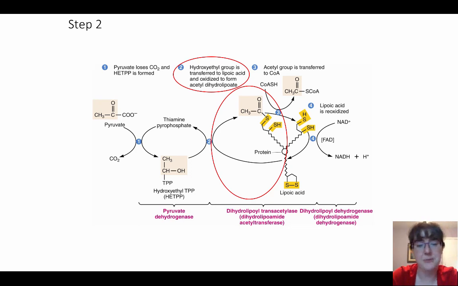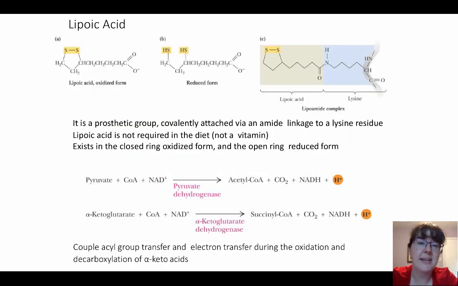Once we have our hydroxyethyl group on our thiamine pyrophosphate, we're then going to transfer it onto something else. As the hydroxyethyl group moves from thiamine pyrophosphate to lipoic acid, it's going to be oxidized. So therefore, we're going to stop talking about the hydroxyethyl group being transferred because as it's oxidized, it's then going to form an acetyl group. So then we're going to be calling this new form acetyl dihydrolipoate, which is essentially that acetyl group attached to lipoic acid. Lipoic acid also is going to come in oxidized and reduced forms.